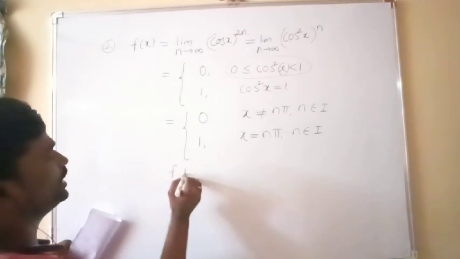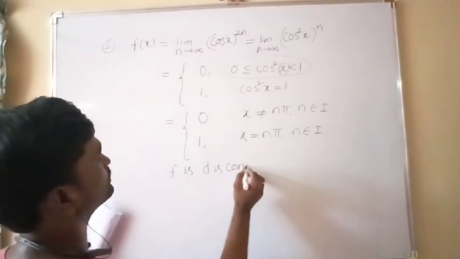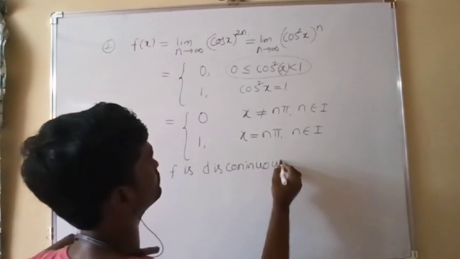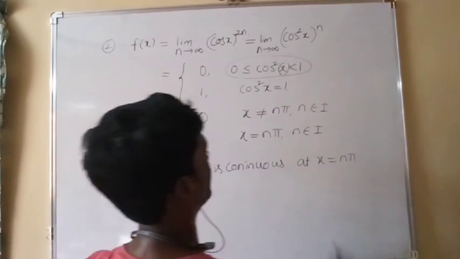So here f is discontinuous at x is equal to n pi.